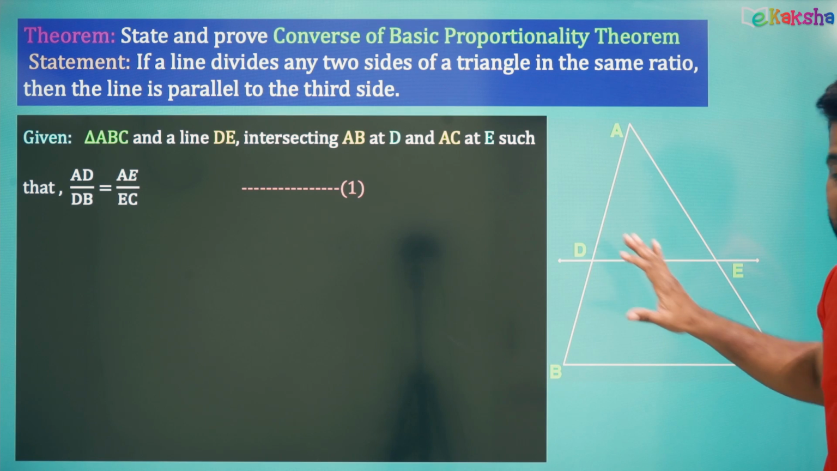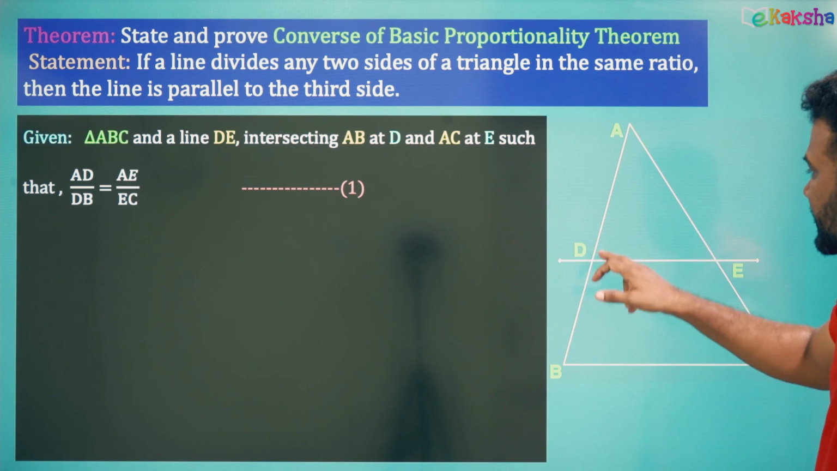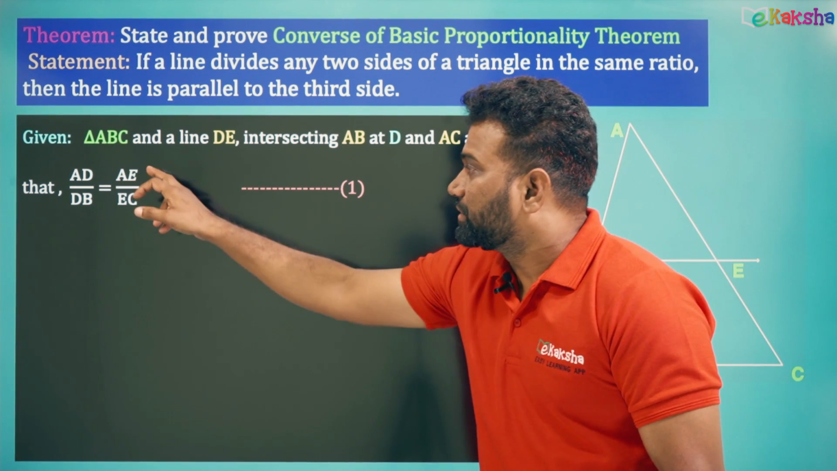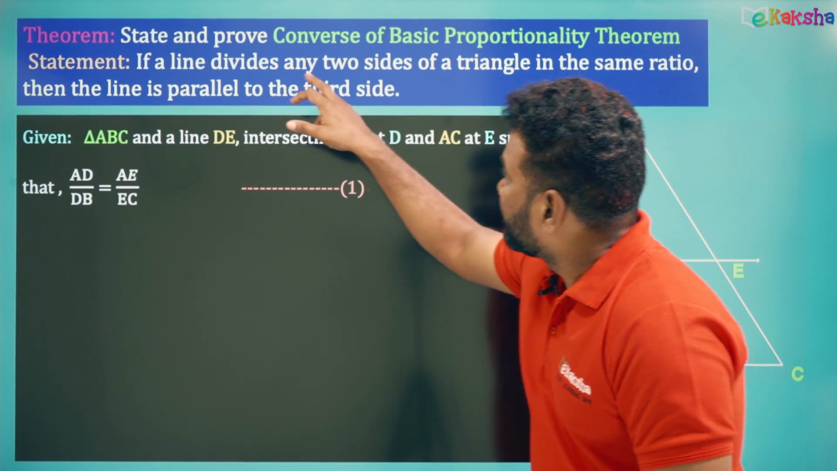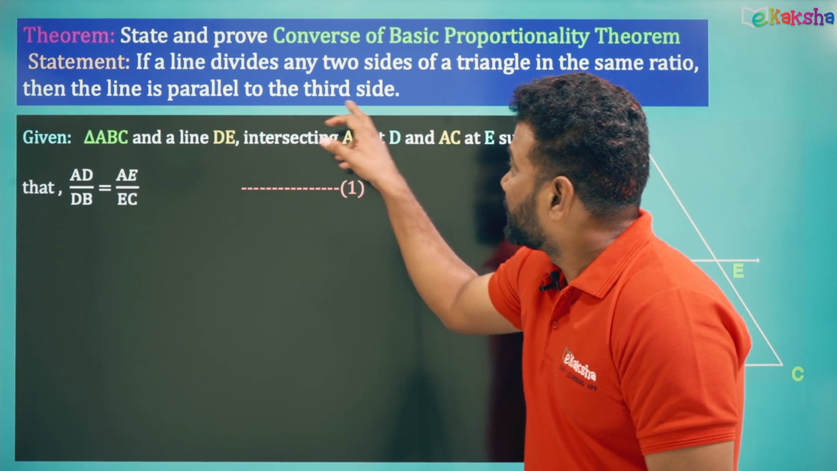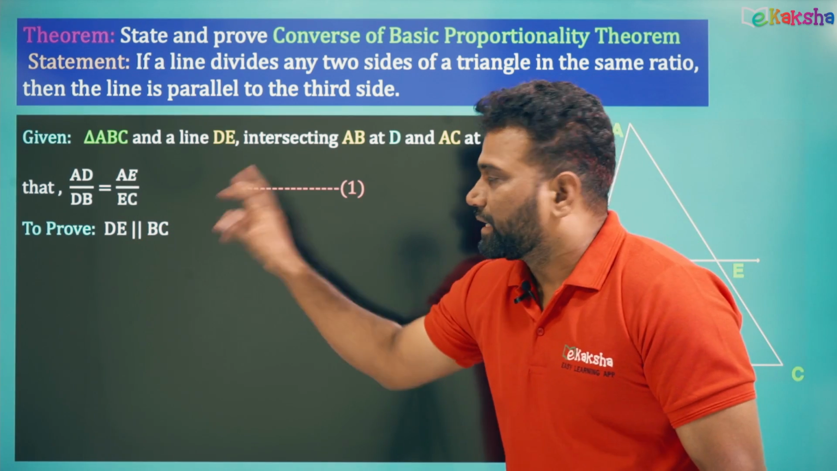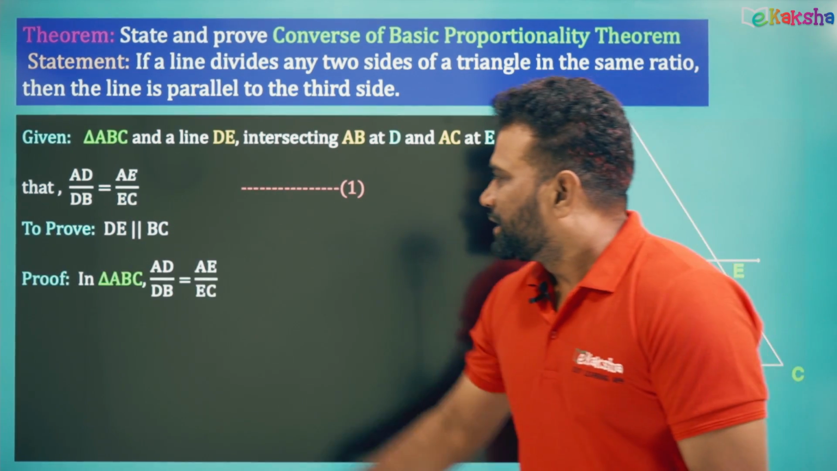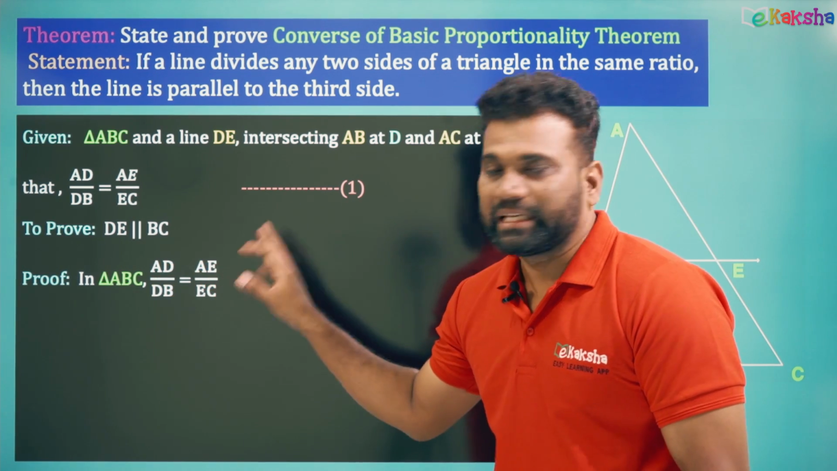So you can see here the same information. In triangle ABC, DE intersects line AB at D and line AC at E, and AD over DB is equal to AE over EC. It is given, right? If a line divides any two sides of a triangle in the same ratio, then the line is parallel to the third side. That is what we need to prove. Here we need to prove DE parallel to BC. This is parallel to this, right? Let's prove. Proof. In triangle ABC, according to the given information, AD over DB is equal to AE over EC.